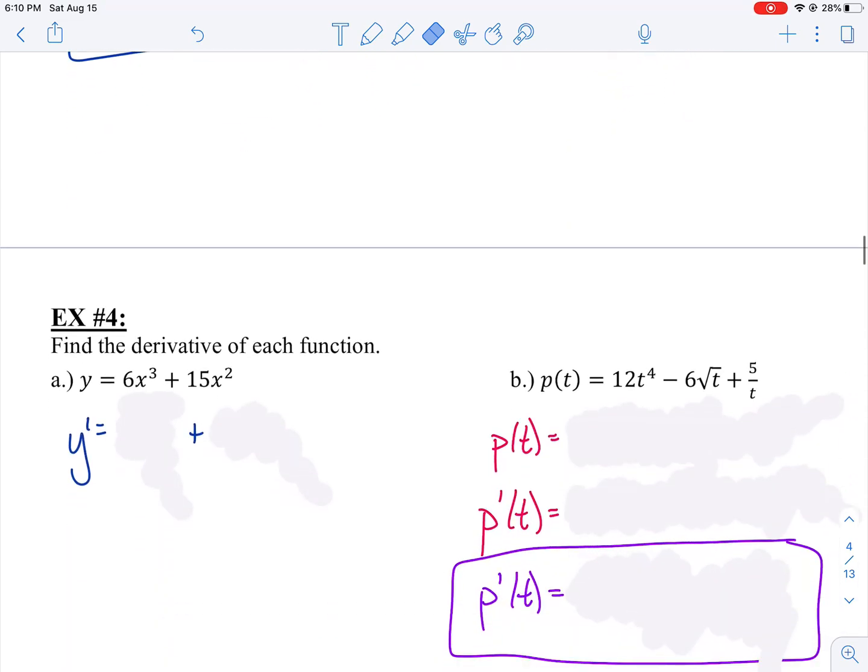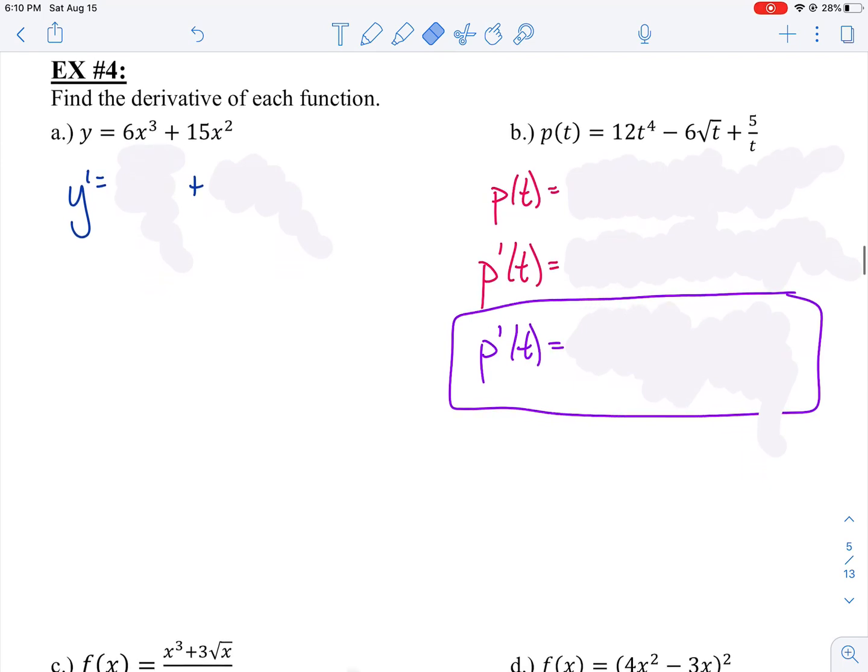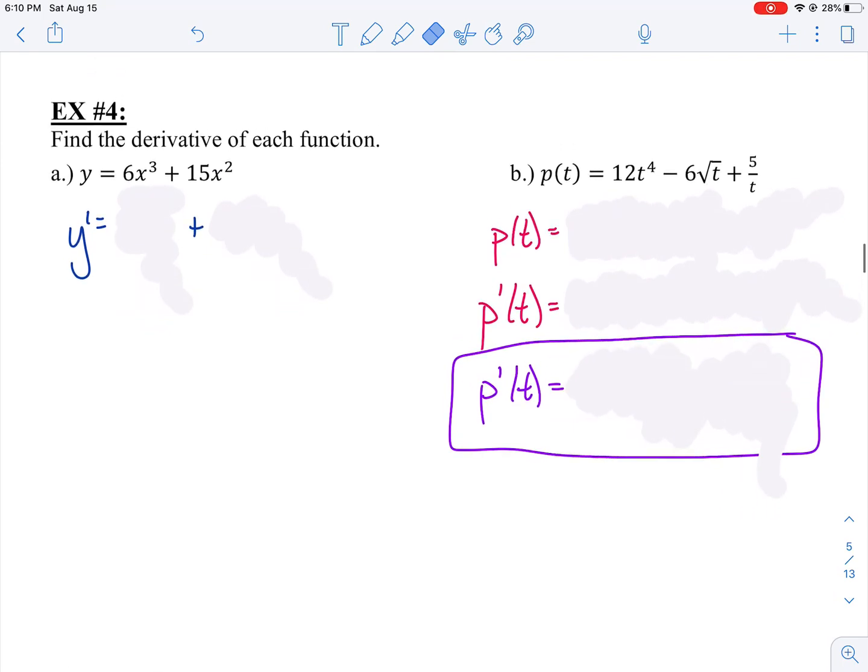All right, let's see if we can get through example number 4 in this video as well. Actually, I'll make a new video for example number 4. That was a lot to process. So practice some of those ones in example number 3, and then we'll do a new video for example number 4.